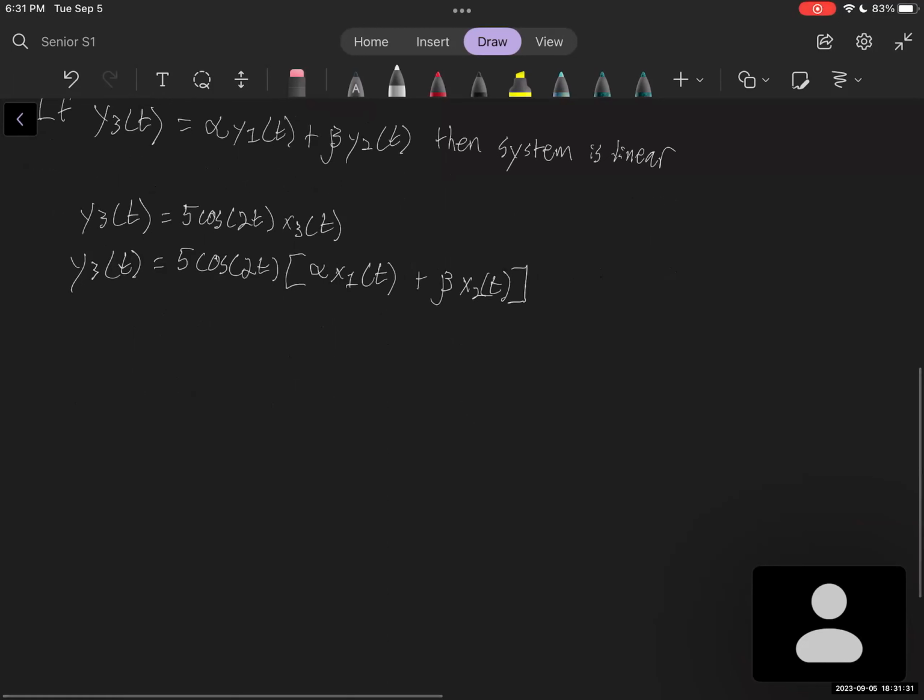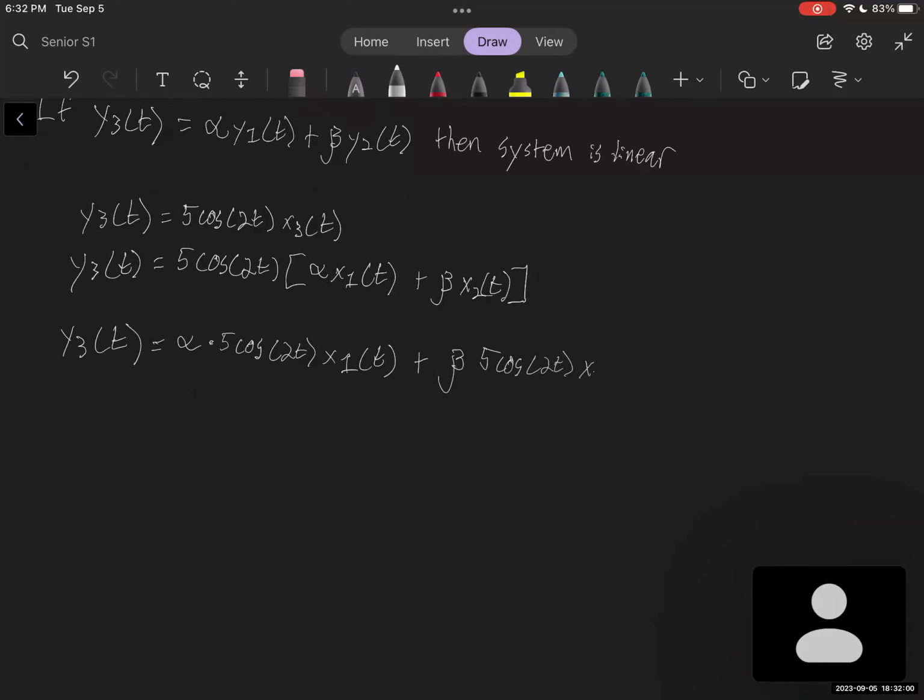And now if we multiply this out, and we distribute the 5 cosine of 2t, we can see that we are given alpha times 5 cosine of 2t x1 of t plus beta 5 cosine of 2t x2 of t.